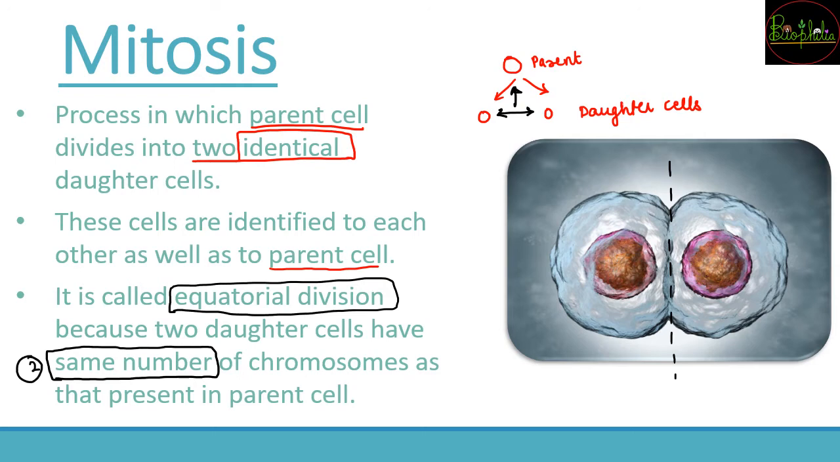Very important point number 2. The first one जो हमने देखा, that is the identical cell formation. Second जो है same number of chromosomes, because mitosis में ही same number of chromosomes होंगे. If the case of meiosis, the same number term is going to be changed. So we will go further and understand the entire process about mitosis.